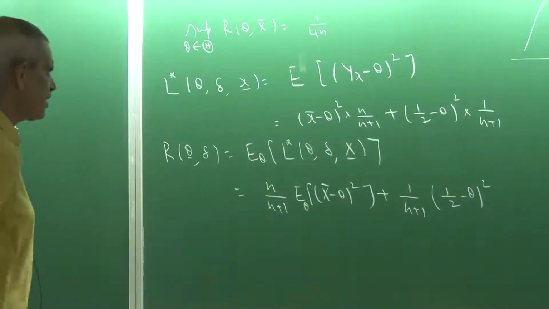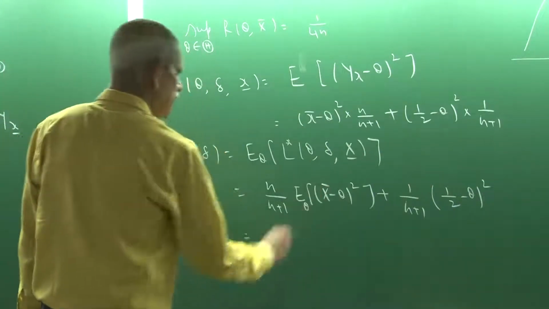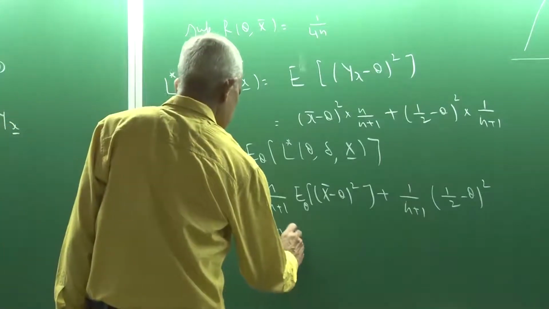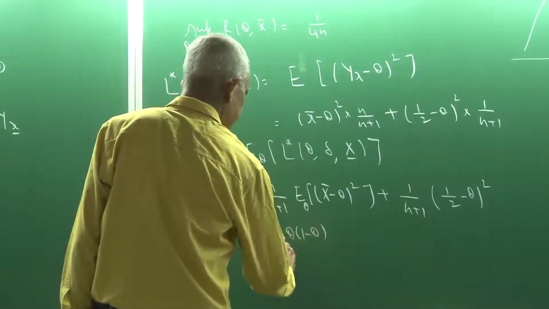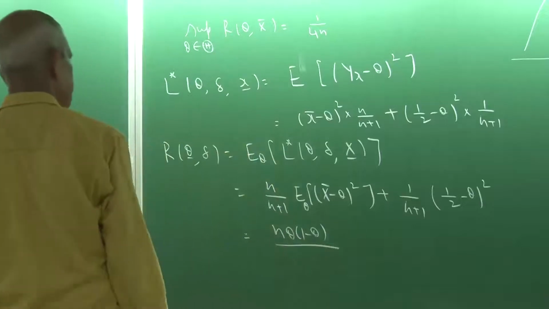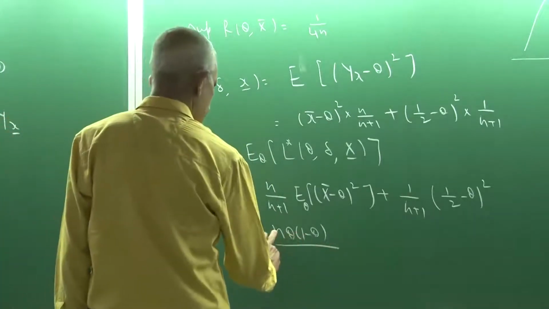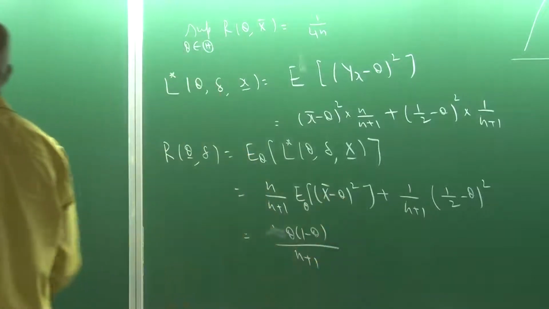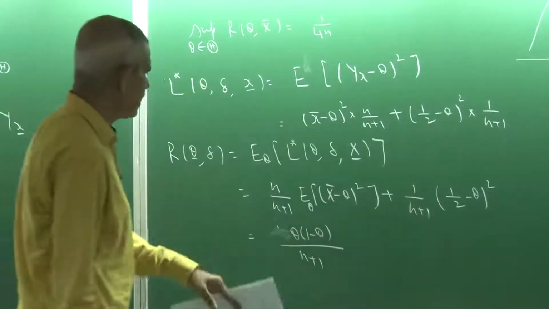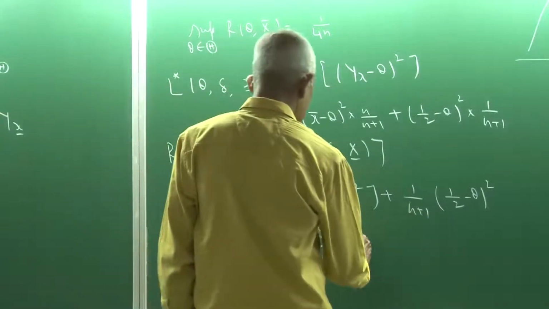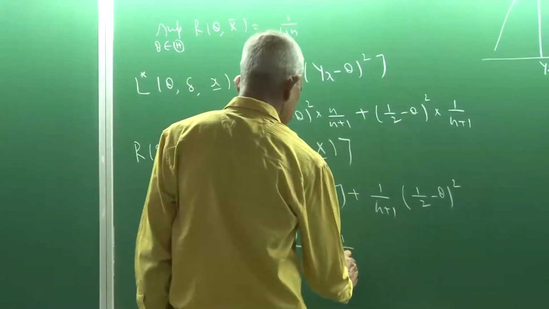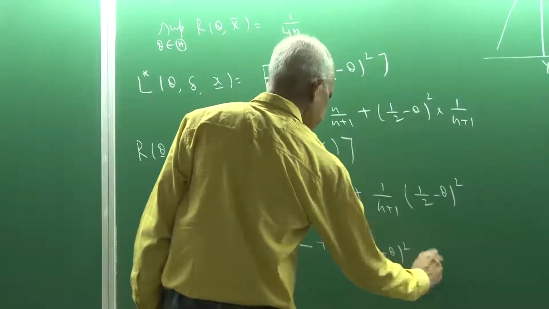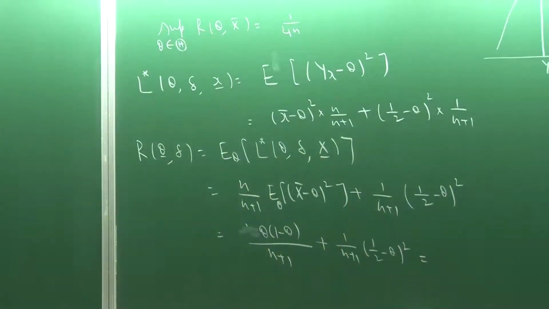All right, so how much this turns out to be? This is sigma square by n, so n theta into 1 minus theta divided by n plus 1, because this would be theta into 1 minus theta by n, so n gets cancelled. And this would be nothing but 1 upon n plus 1 into half minus theta whole square. You can check this expression.